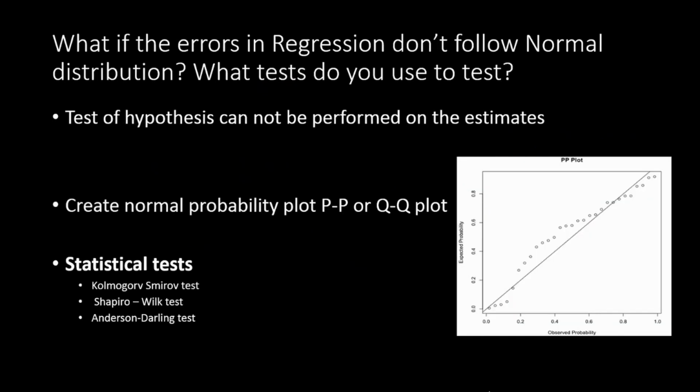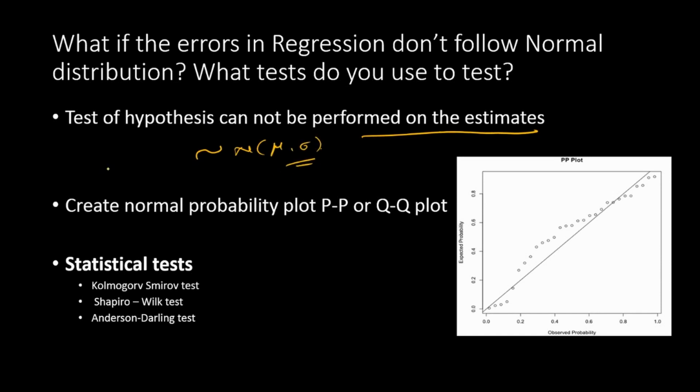What if the errors in regression don't follow a normal distribution? And what tests do we use to test for normality? Well, tests of hypothesis cannot be performed on the estimates if you face non-normal error terms. There is no issue with estimation. You can always estimate, you can come up with your OLS estimation, but we cannot perform tests of hypothesis, because testing is totally related to the fact that the data is normally distributed, right?